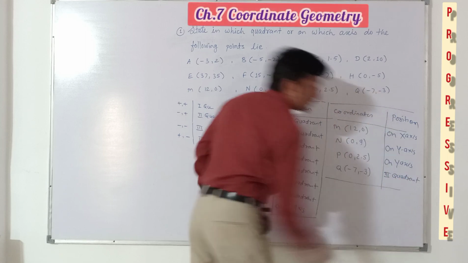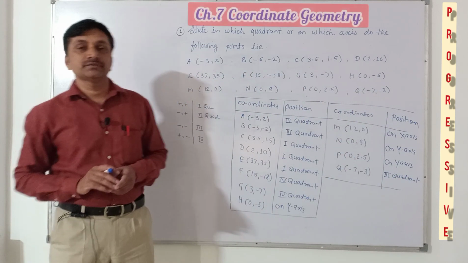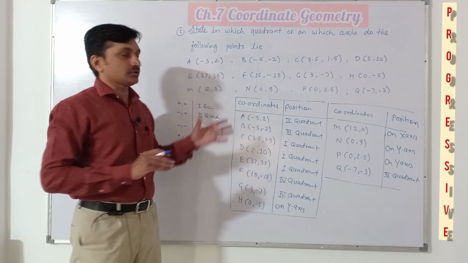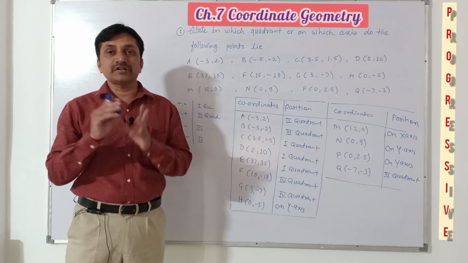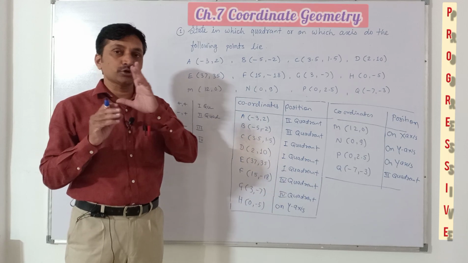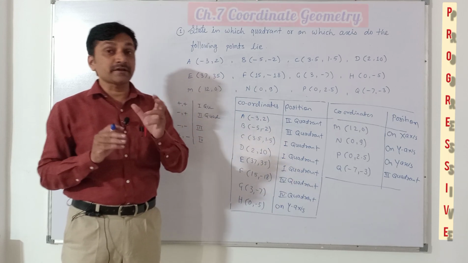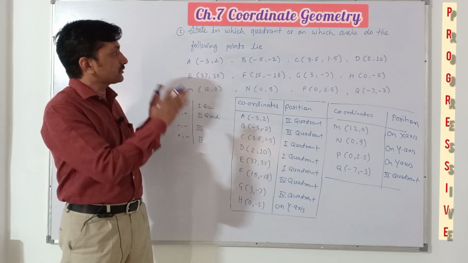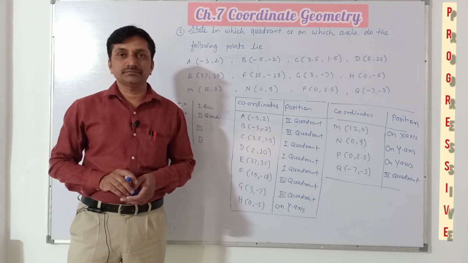Now in this way, by observing their signs, we can write the position. Position means where it lies: on an axis or in a quadrant. In this way we can complete such types of examples.